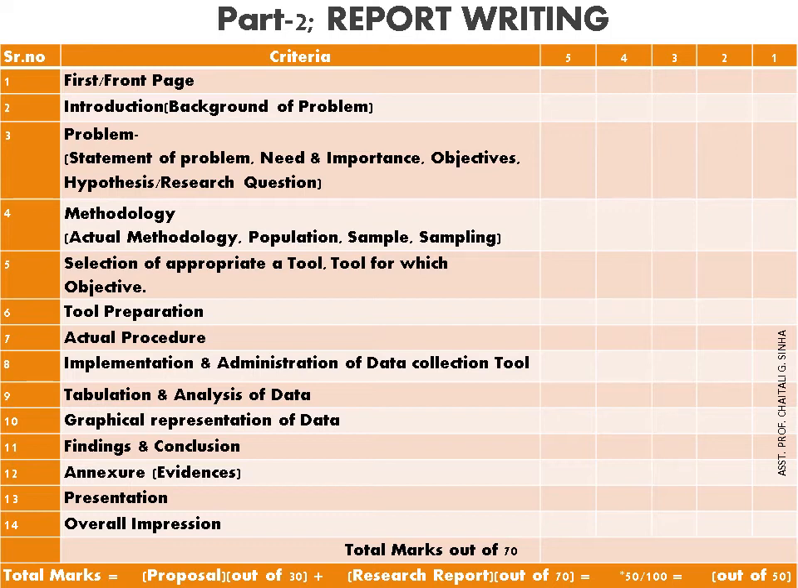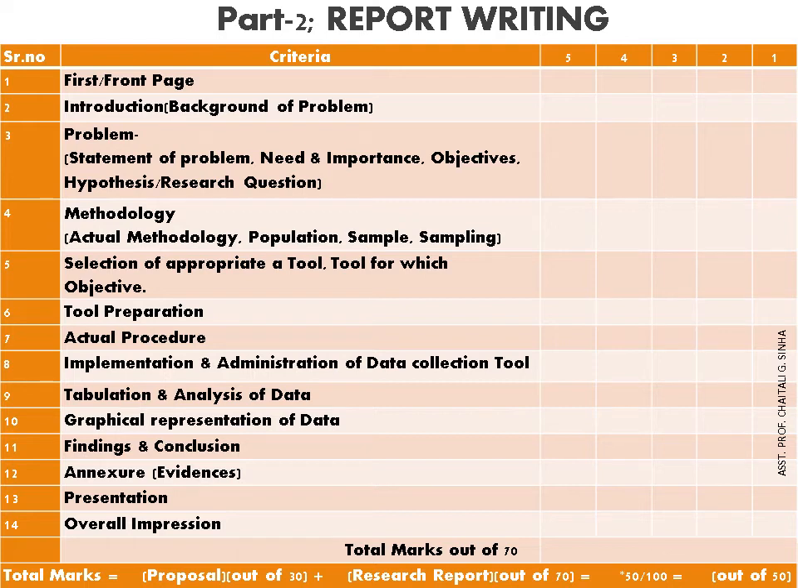Actual procedure: here you will write in chart form from what date to what date you did what, how much time you have taken to do the background study, how much time to develop the tool, how much time to develop the program, how much time to implement it, and then how much time and in which way you did data collection. So everything you have to write in a chart-wise manner.